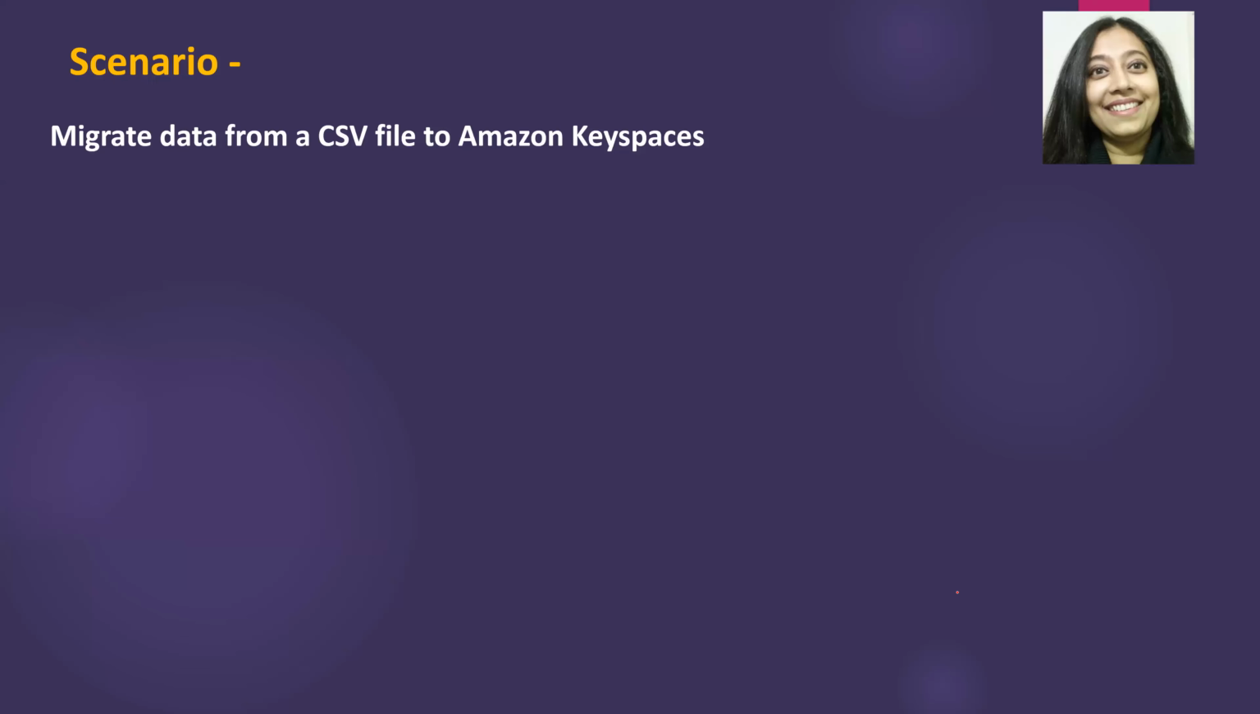The scenario for our lab today: we need to migrate or copy data from a CSV file to Amazon Keyspaces. It's a very simple, straightforward scenario. You have a CSV file that has data in it, and you need to have it copied over to Amazon Keyspaces. Now, there are several ways to do this, but for this particular lab, we will be using cqlsh.